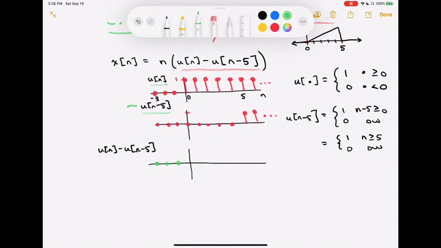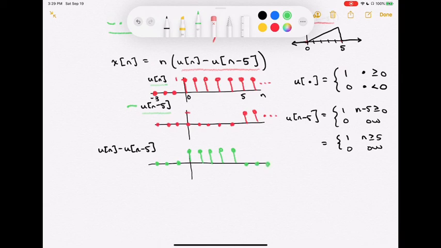Next one over is 1 minus 0, that is 1. Next one over, 1 minus 0, no problem, and this continues through 1 minus 0 at n equals 4. Then at 5, I get 1 minus 1, right? Because u of n minus 5 turned on at 5. That becomes 0, and everything afterwards becomes 0.